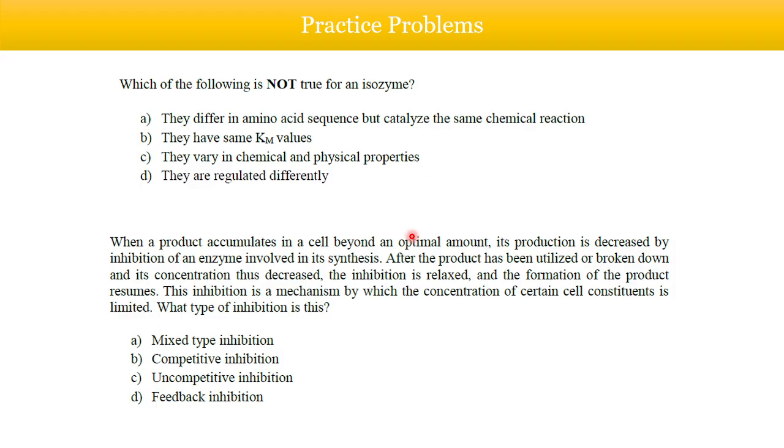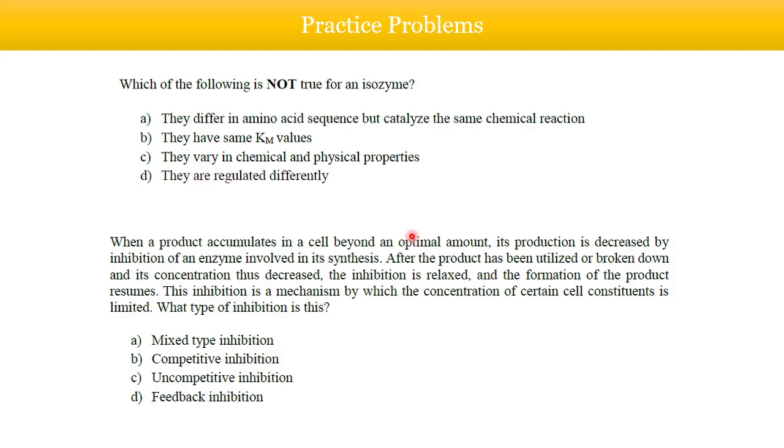So these are the same forms of enzyme but have different amino acid sequences, and they vary in their chemical and physical properties. They regulate a little bit differently, so they do not have the same Km values. So option B is incorrect.